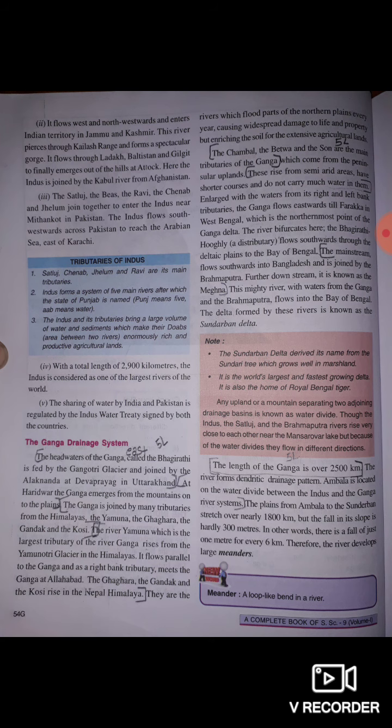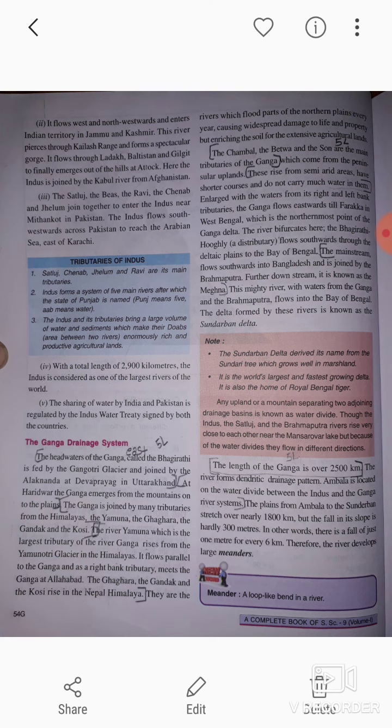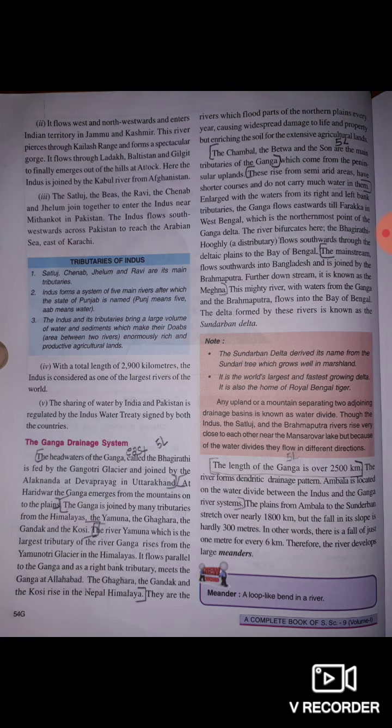It flows parallel to the Ganga and, as a right bank tributary, meets Ganga at Allahabad. So Yamuna meets Ganga at Allahabad. The Ghaggar, the Gandak and the Kosi rise in the Nepal Himalaya.